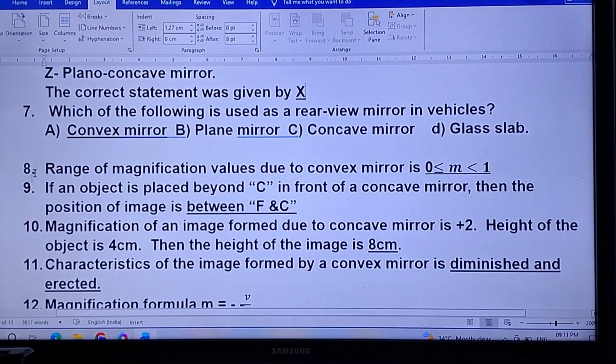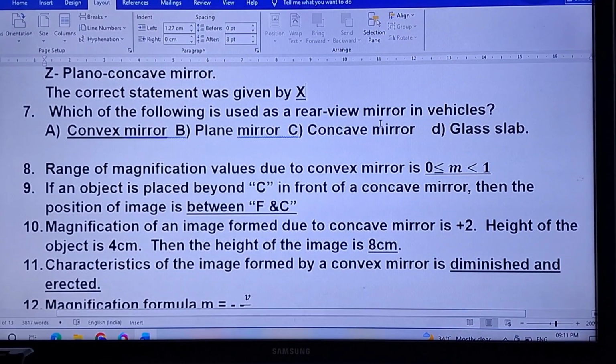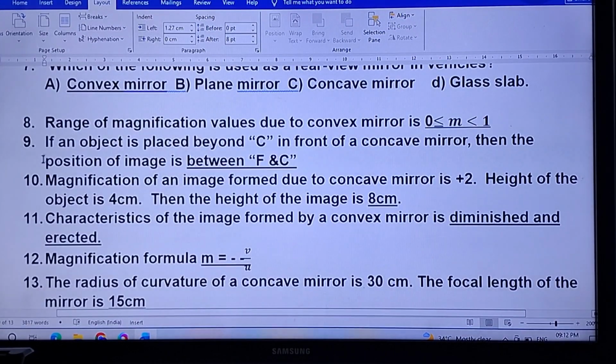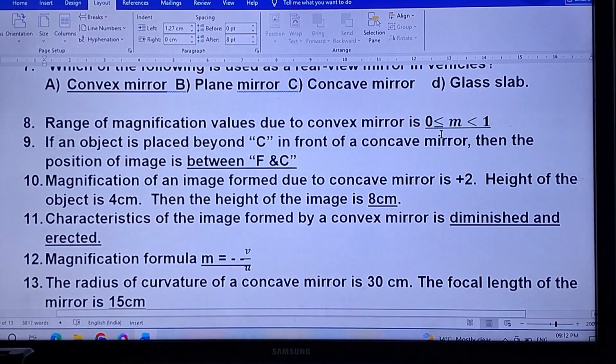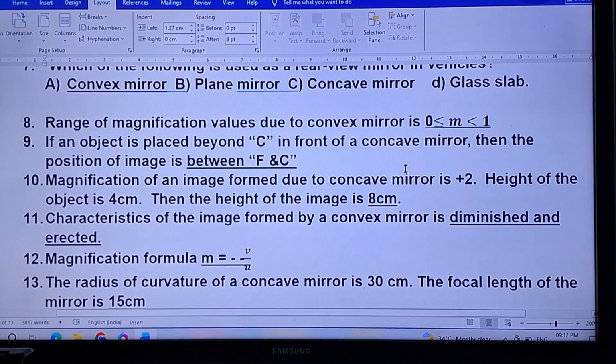Next, which of the following is used as a rear view mirror? Convex mirror, plane mirror, concave mirror, glass slab. It is nothing but the convex mirror. Next, the eighth question: the range of magnification value due to a convex mirror. Magnification of a convex mirror is always less than 1, children. So it is 0 less than or equal to m, less than 1. Magnification will be between 0 and 1, less than 1 only, not more than 1.